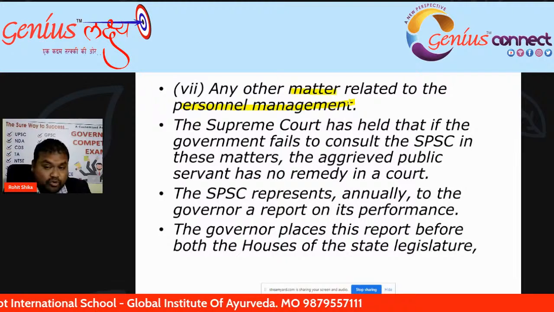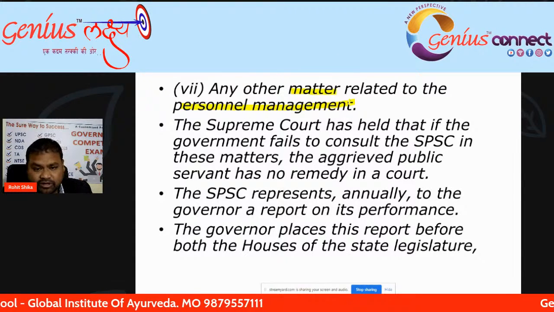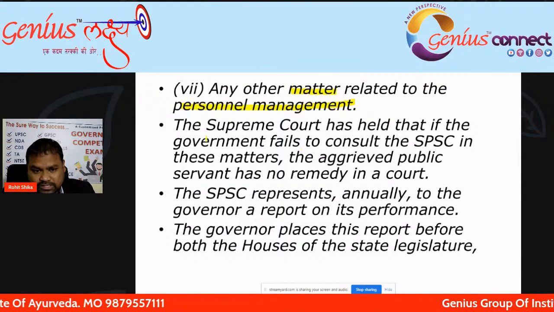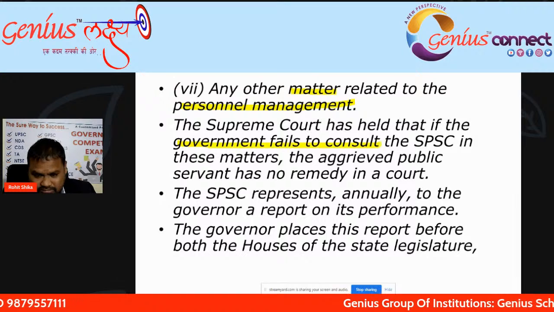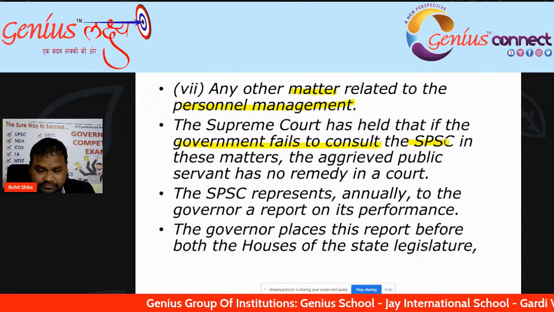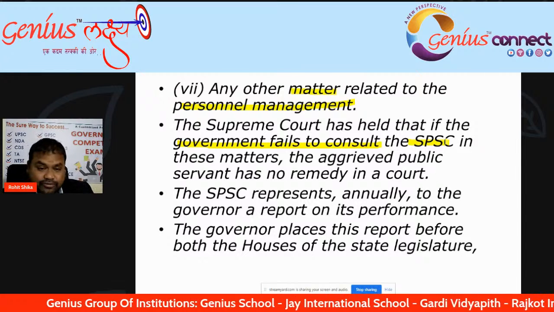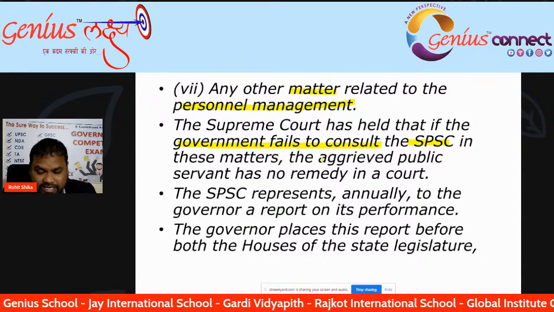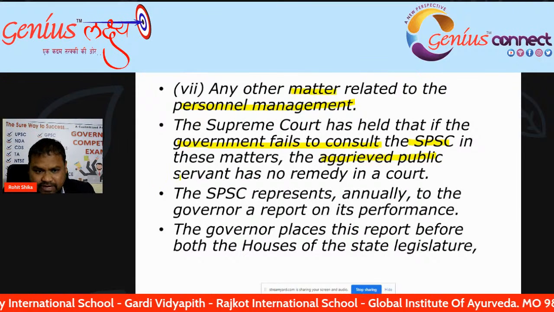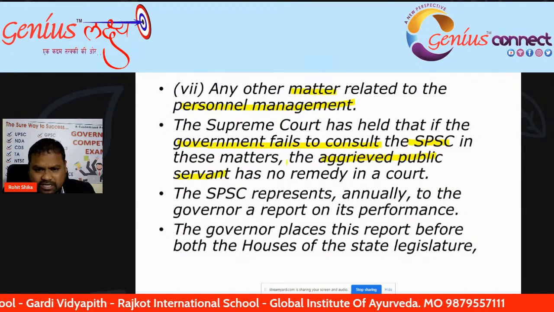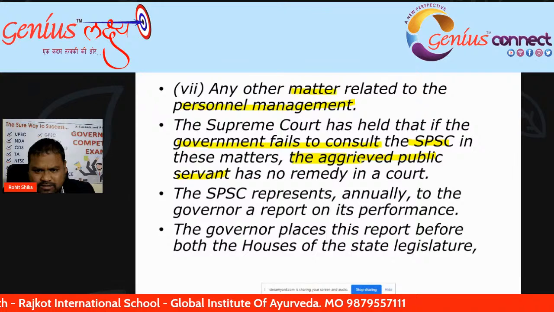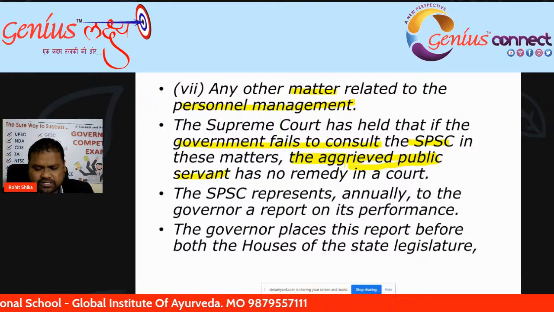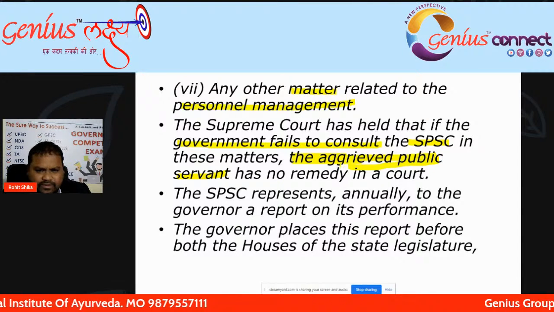Then the Supreme Court has held that if the government fails to consult the State Public Service Commission in all these matters that we discussed, the aggrieved public servant, a public government officer, has no remedy in a court.